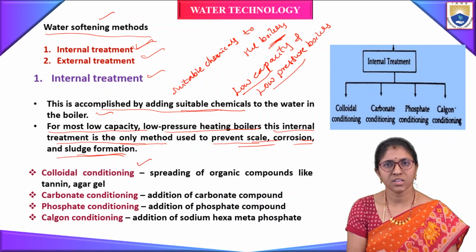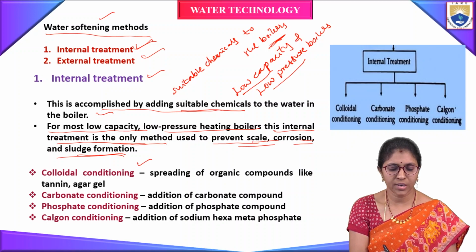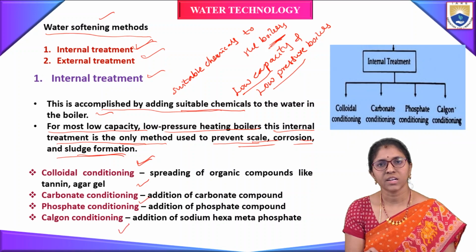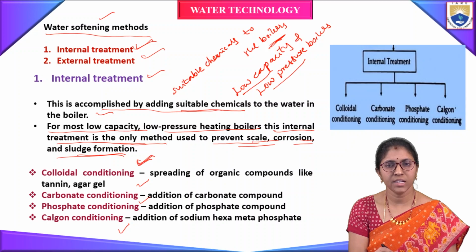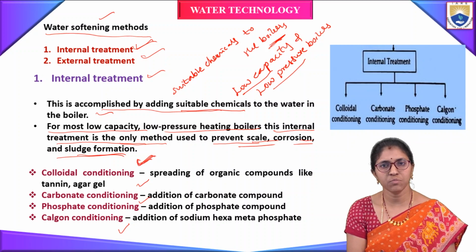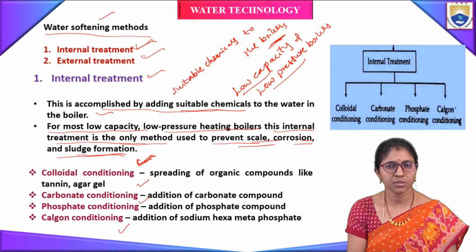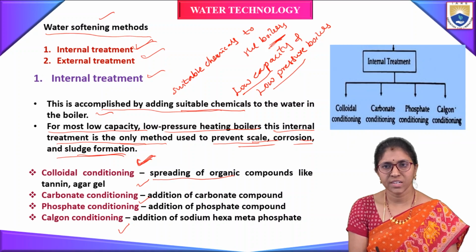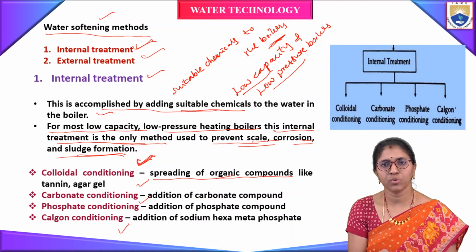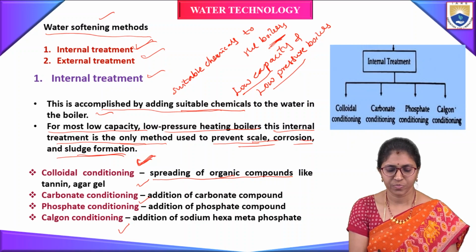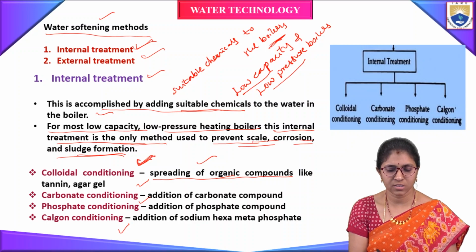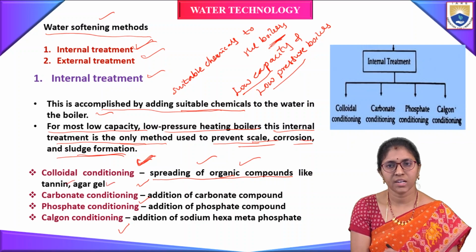Some internal treatment methods are colloidal conditioning, carbonate conditioning, phosphate conditioning and colgon conditioning. In this method, we are adding chemicals. These are four types. In colloidal conditioning, we are adding organic compounds like tannin and agar gel to the water.